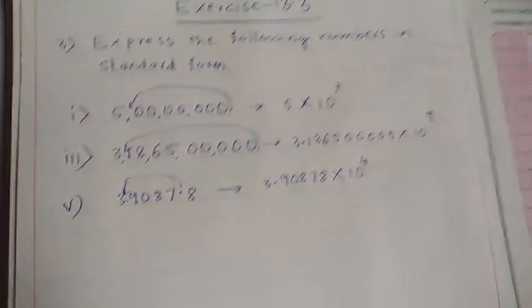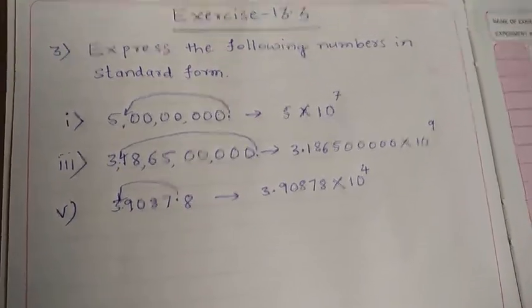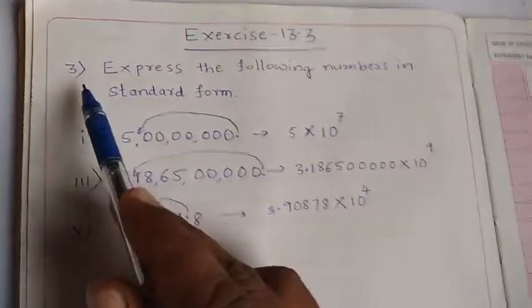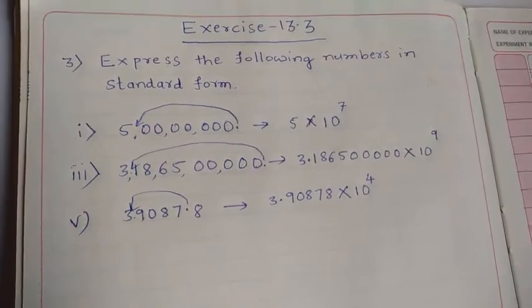So dear students, this is the method to write the given numbers in standard form. In the third question, there are 6 problems in total. I solved 3, and the remaining 3 problems you do as homework.